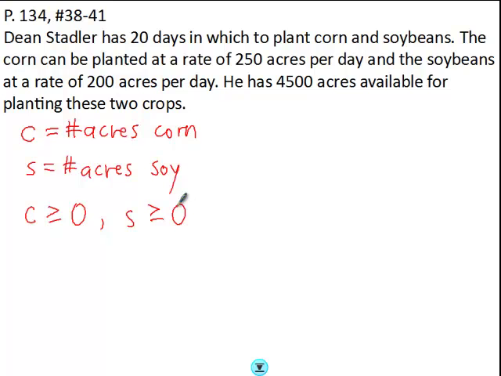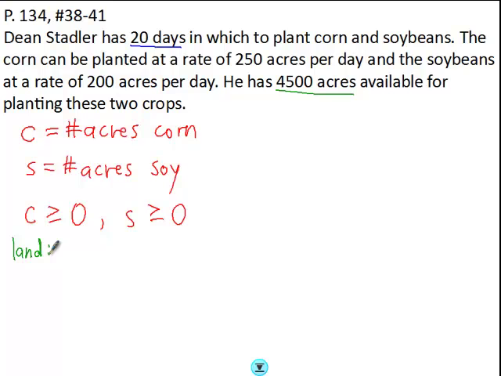Okay, and now we have to go to the problem to find more information. It says he has 20 days to plant and 4,500 acres available. Those are the two constraints. The first one being how much time he has, and the second one being how much land he has. How much land he has is a much easier question to deal with, so let's write that down first. So we've got the land constraint. I mean, if he wanted to make a lot of money, why didn't he just plant 1,000,000 acres of corn and 1,000,000 acres of soybeans? Obviously he can't. So I want to talk about how much land it takes.